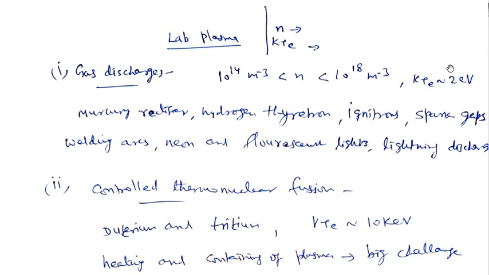Plasma can be characterized by two parameters: n, the number density of the particles in the plasma, and kT, the electronic temperature of the electrons present in the plasma.